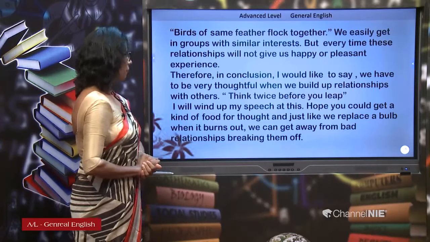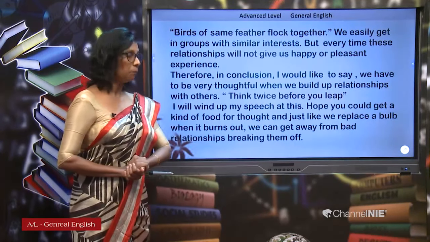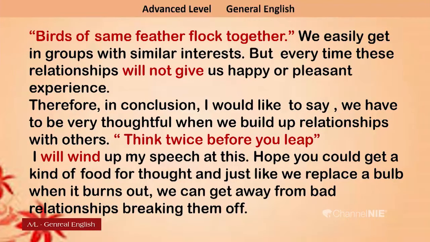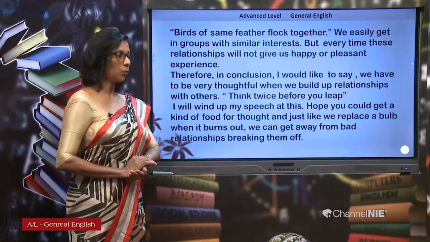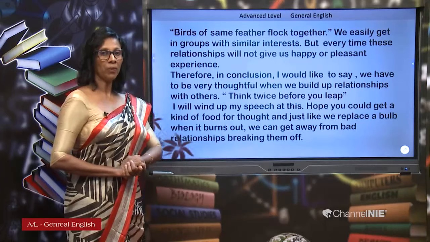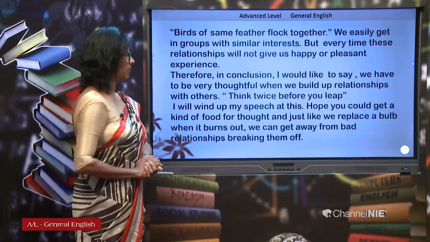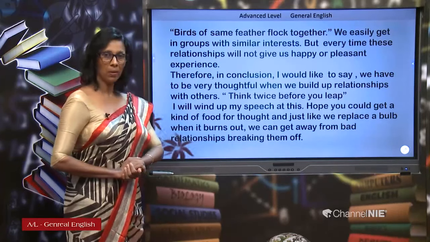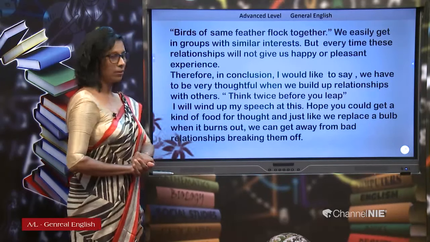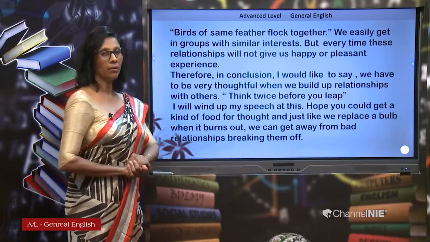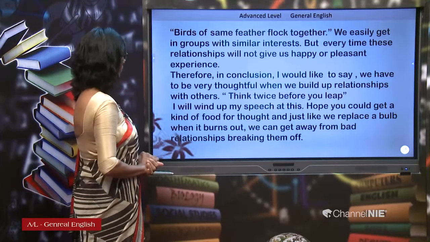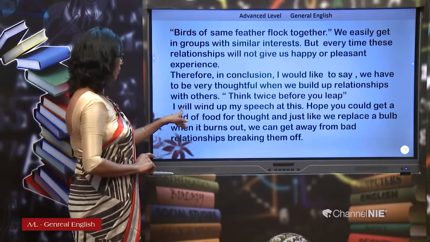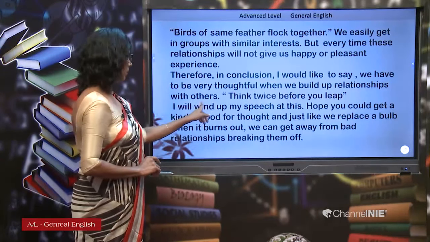Again, hope you could get a kind of food for thought, and just like we replace a bulb when it burns out, we can get away from bad relationships, breaking them off. This is a good example. When a light bulb burns out, we are going to replace it. Likewise, if you feel that that relationship is going to end up in misery and sadness, just like we replace the bulb, we can just remove that burnt-out one, we can do the same with our relationships as well, right? So, that is why at the end you can say, how are you going to end up your speech? Wind up. I will wind up.